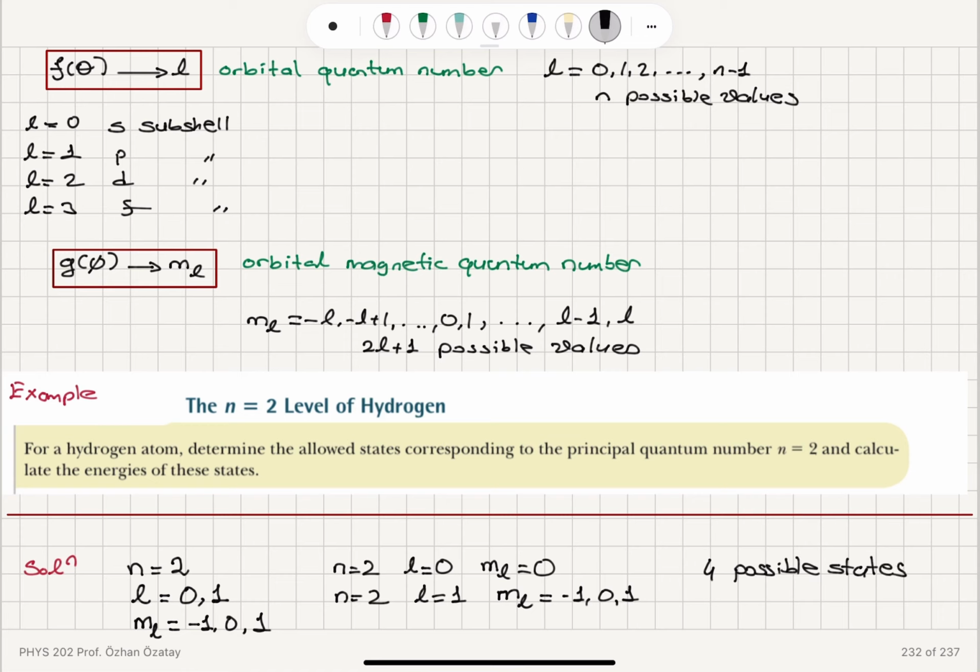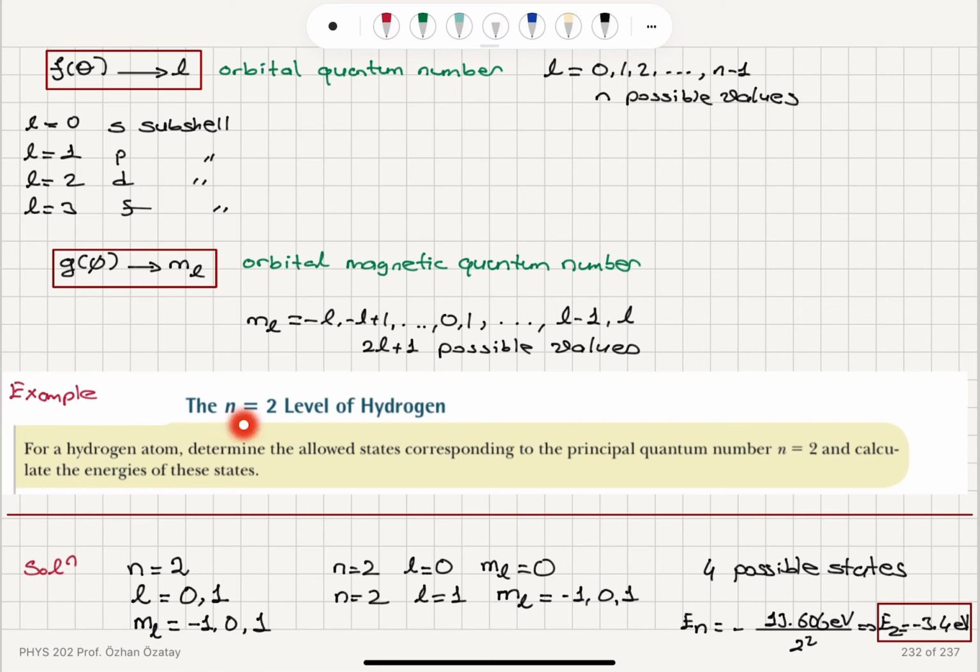The corresponding energy is the same for all of them because n is fixed and the energy levels are given by minus 13.606 eV divided by n squared, so it is 2 squared, and this gives us an energy for n equals 2 of minus 3.4 electron volts. So that's basically the energy of all of these states. They have the same energy because the energy levels are determined by the principal quantum number n.